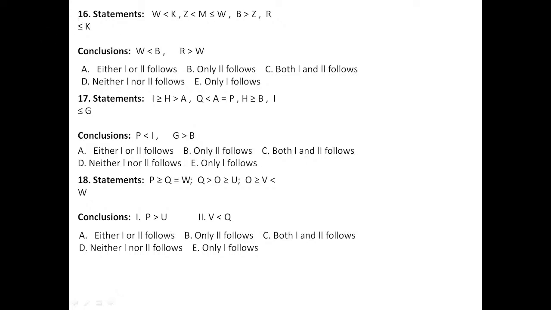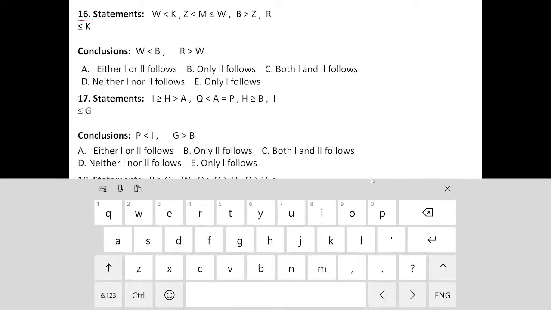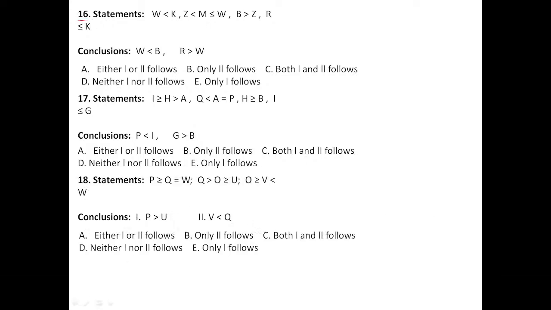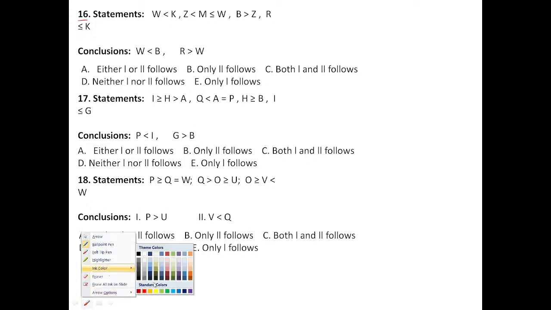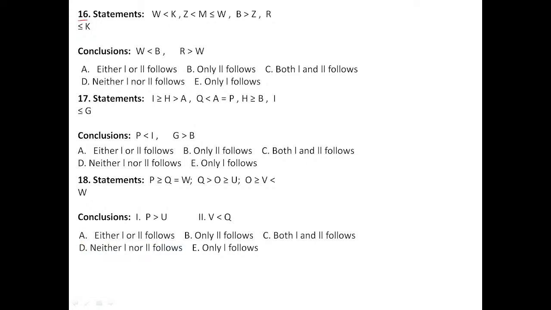See, in inequality questions, there is generally a trend that you first do it like this. Just write in a single equation, you can say W and K greater than W, and B greater than Z, and R less than or equal to K, so this is greater than or equal to R. So this much you can write.